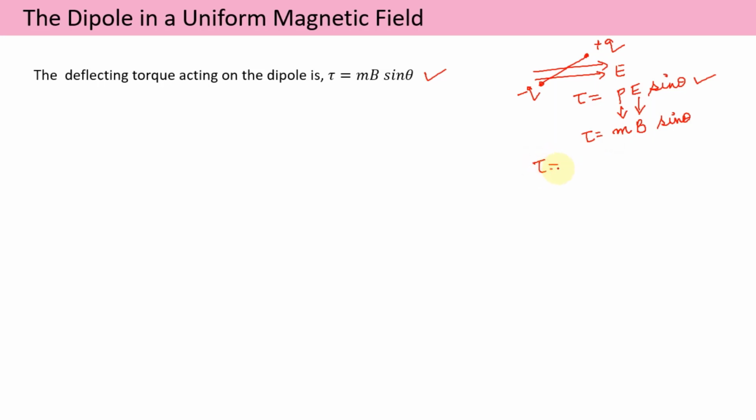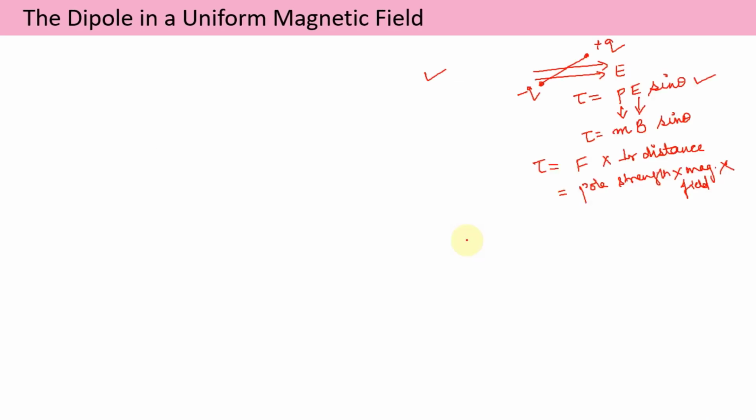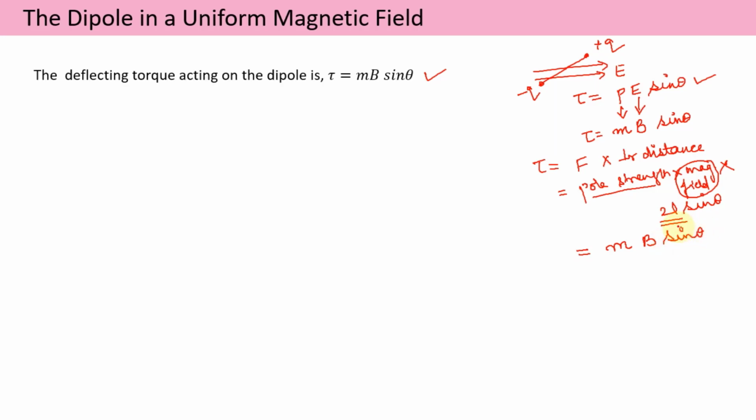Or you can calculate in the same way as you have done to calculate pE sin theta. That is, we know the formula torque is equal to force into perpendicular distance. The force can be written as pole strength multiplied by magnetic field, and the perpendicular distance we can see from our figure. See here, the perpendicular distance is 2L sin theta, so we can keep it here as 2L sin theta. If we combine this 2L and pole strength together, it will form magnetic dipole moment into magnetic field and sin theta. So this deflecting torque we can obtain either from the analogy or directly from this formula, force into perpendicular distance.